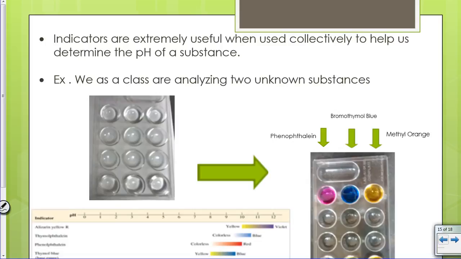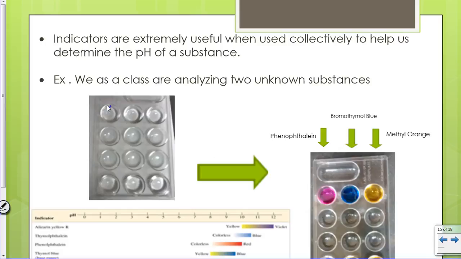So indicators are pretty useful when used collectively to help us determine the pH of a substance. If we as a class are analyzing 2 unknown substances that we see on the left, you can clearly see that without our indicators, these solutions are colorless, so you can't see them on the black benchtop. You actually can't tell them from the empty dish.